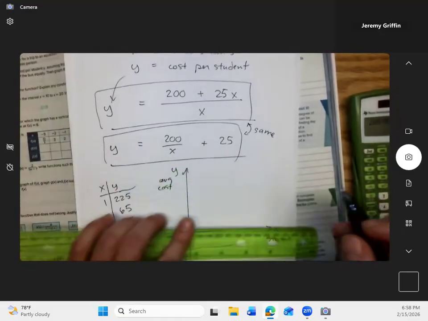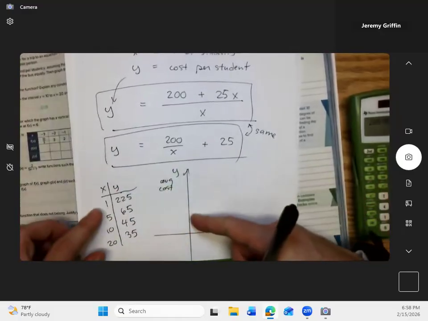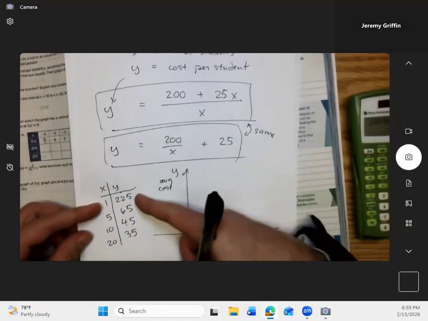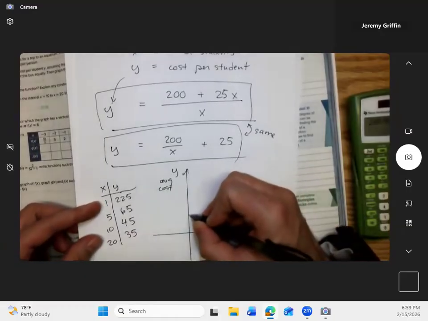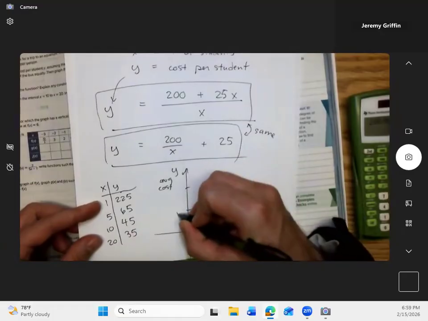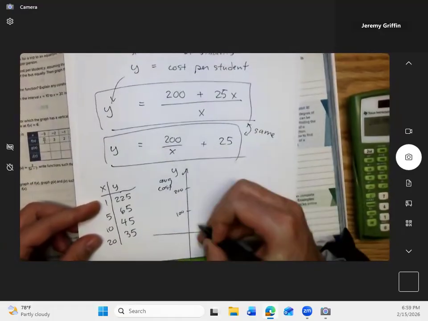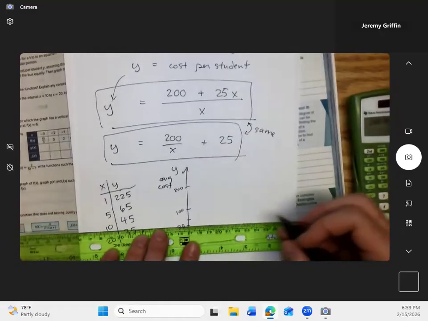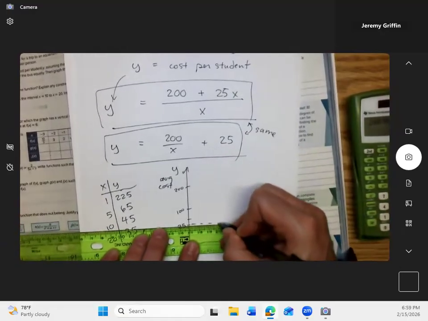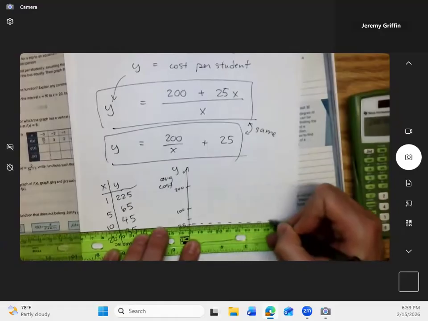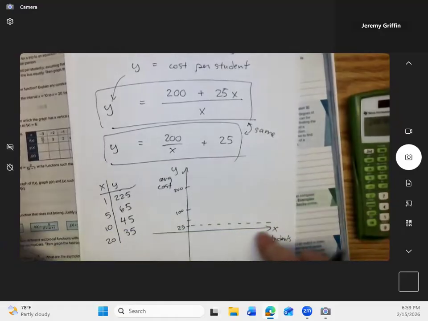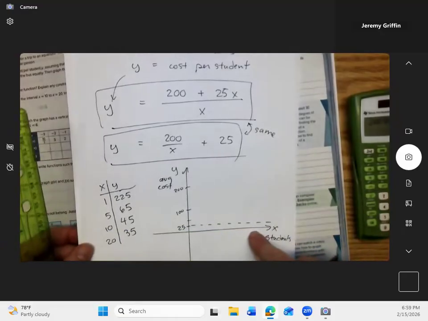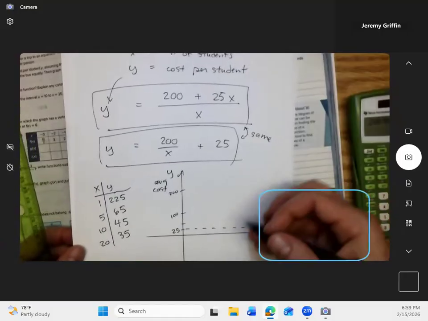Okay, so let's put an asymptote. Oh, okay, well, I could go up to 225. Let's go 100, 200. Okay. And I want to fit 25 on here because this is going to be your horizontal asymptote. It doesn't matter if they have like 10,000 students going on the trip. The average cost will never quite match 25. It asymptotically approaches that.